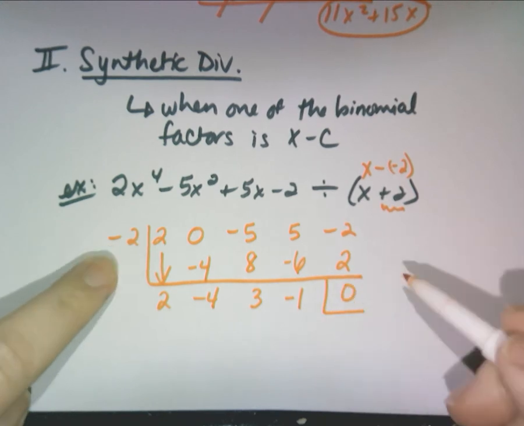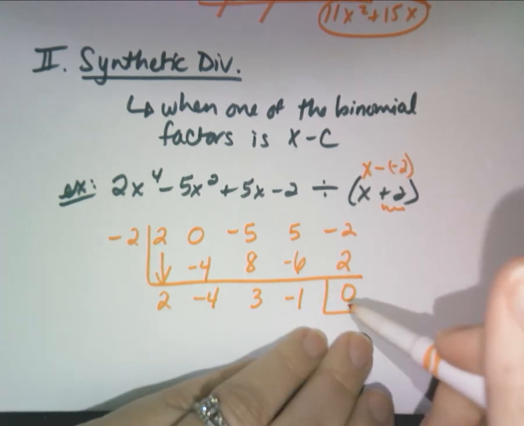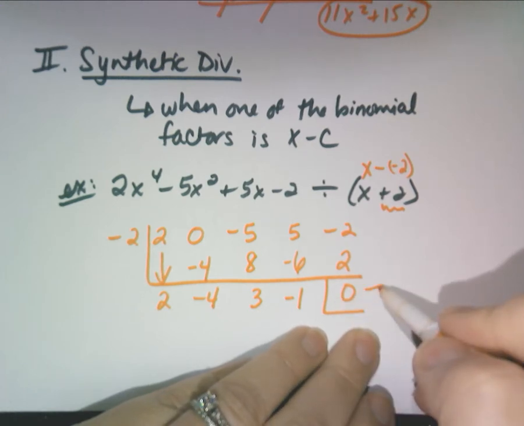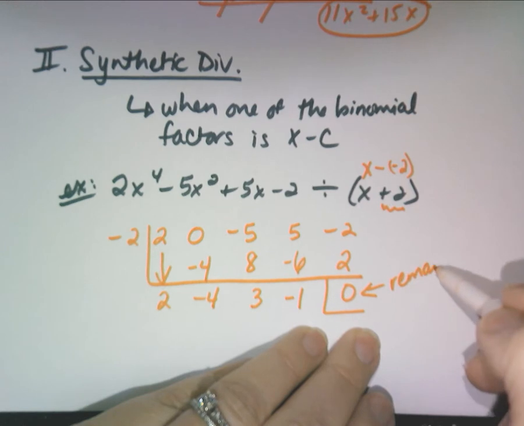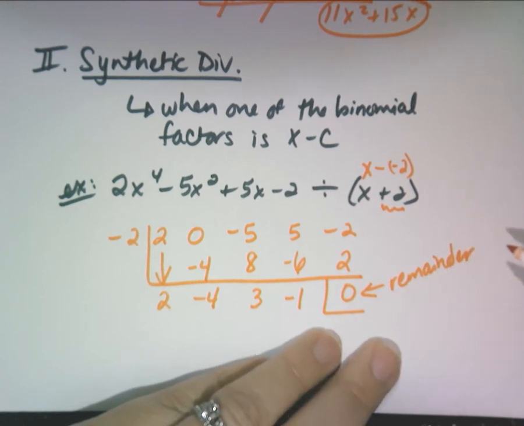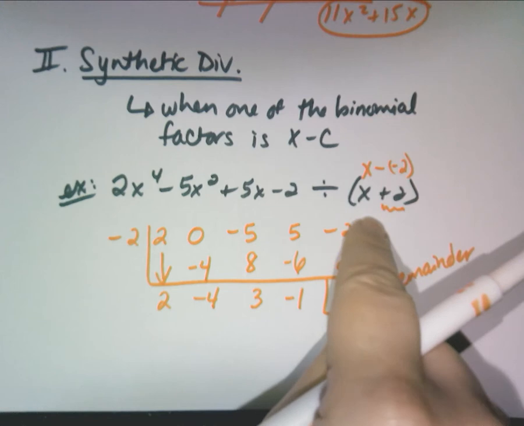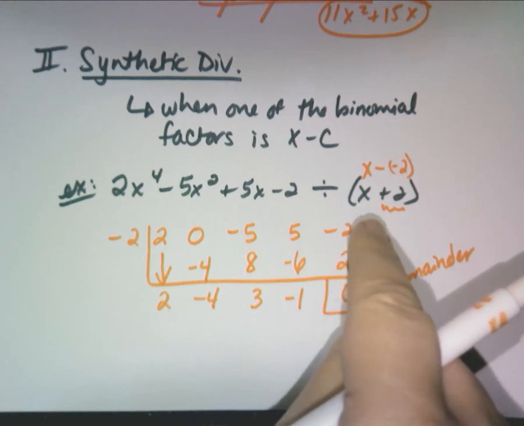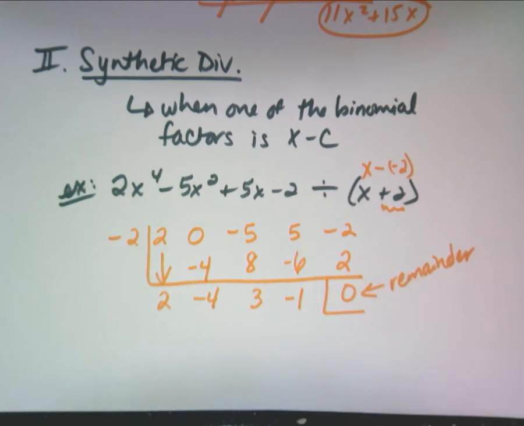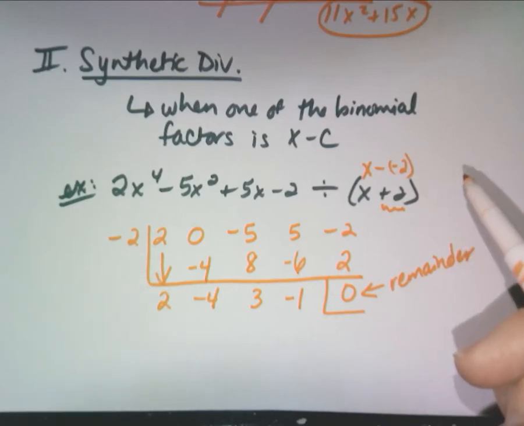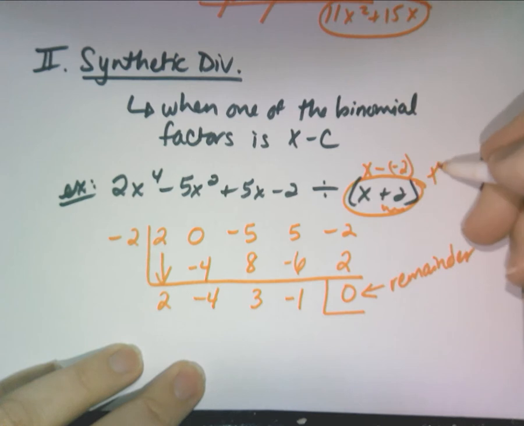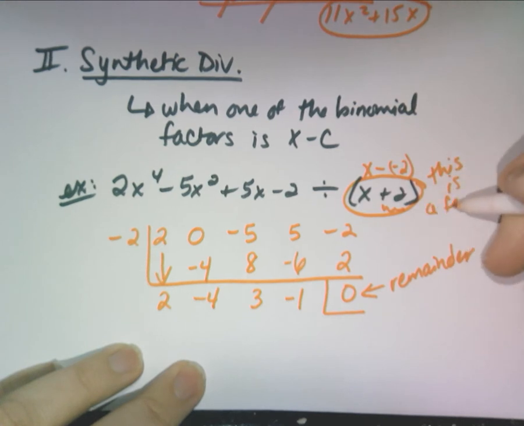0. Now, this last number is called your remainder. Our remainder right now is 0. So what does that mean? What does that mean about this right here? Do you know? If you had a remainder of 0 from like 100 divided by 50, what does that mean about 50? It goes in evenly. It is a what? This is a factor.